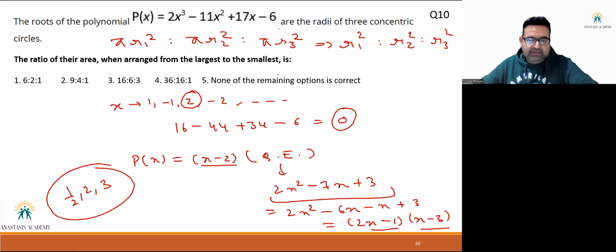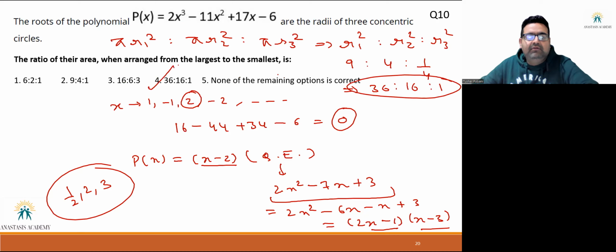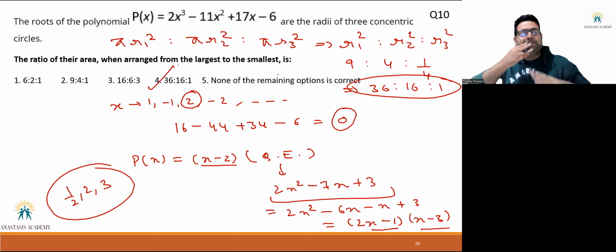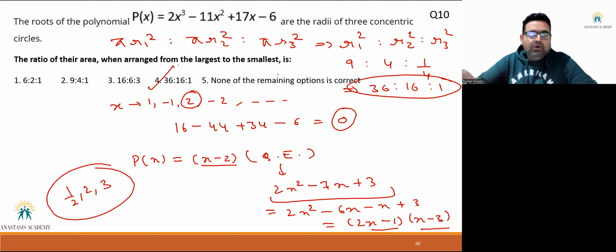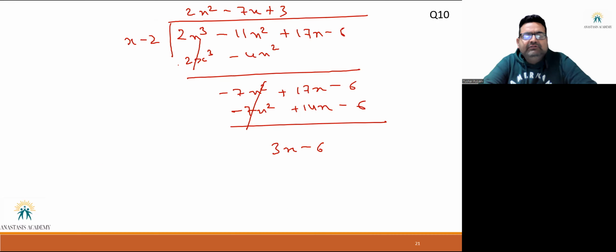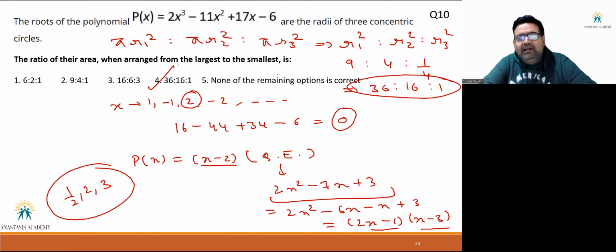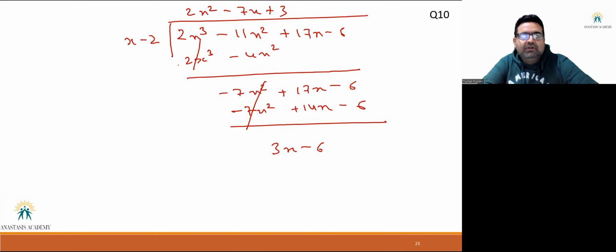Now I put it, the ratio was largest to smallest, right? So 3 squared is 9, 2 squared is 4, half squared is 1 by 4. Now I have to multiply all by 4 to get it in integral form. This will be 36, this will be 16, this will be 1, which is again my fourth option. So this was an interesting problem, but only someone who has a good hold on solving a cubic equation, which we very much do in class, right? This is the standard way of solving a cubic equation: you try to guess the first root, do long division, and solve the rest as a quadratic, which we know how to solve.